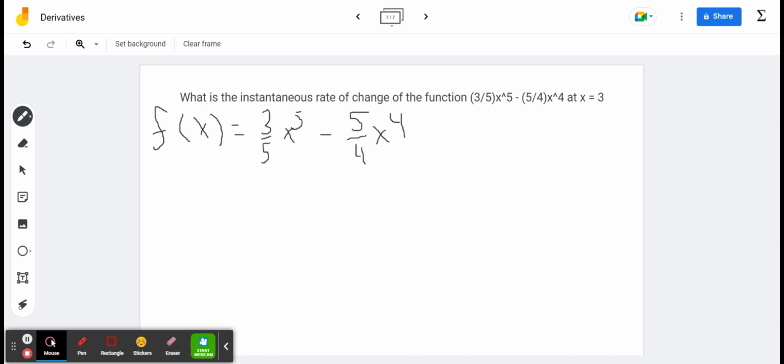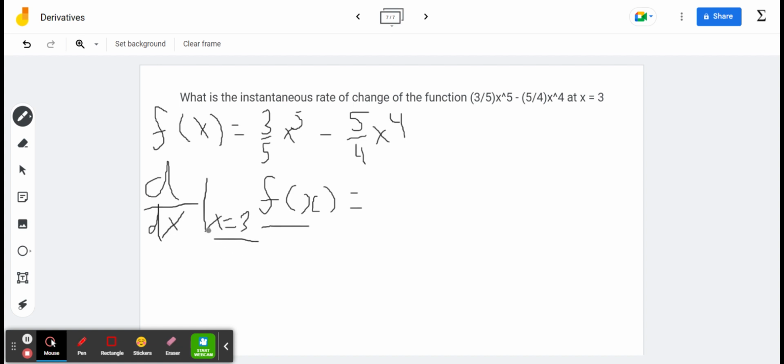Now I'm going to switch our notation to d over dx notation. So d over dx at x equals 3 of f of x. So this just means the derivative of f of x at x equals 3. I apologize for the handwriting. It's a little bit hard to write on the mouse.